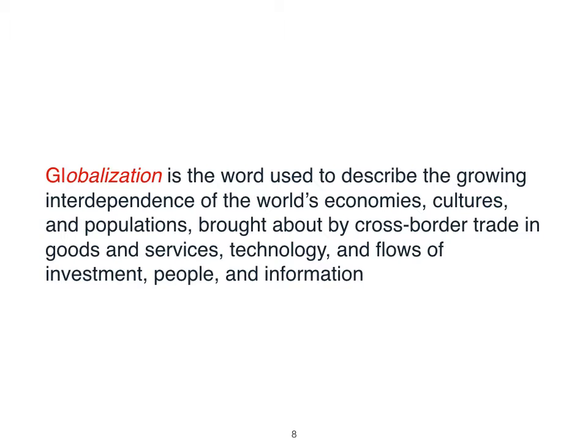It's very important to look at goods, services, technologies, flow of investment, people, and information, because it includes all of it. When people migrate from one country to another, that's also part of globalization. When investment takes place across borders, that's also part of globalization. Goods, services, and particularly in the age of information, when information is crossing the borders, that is also globalization.